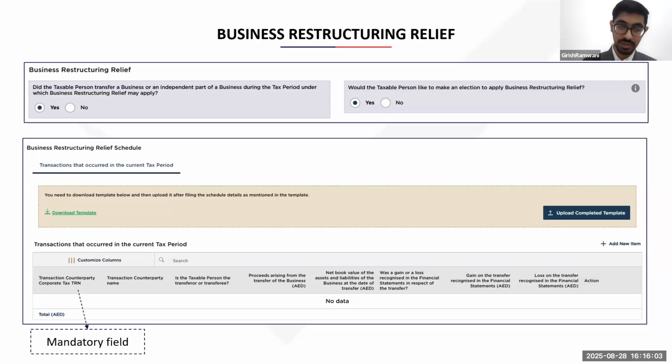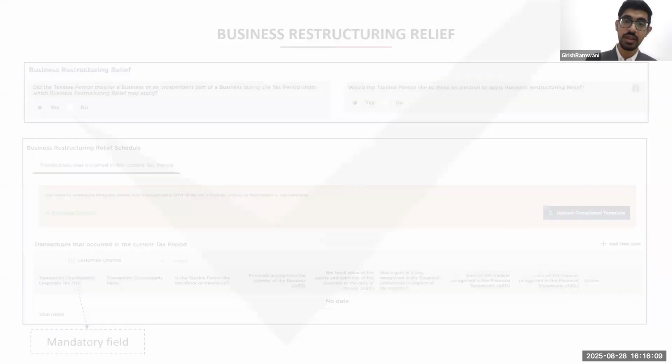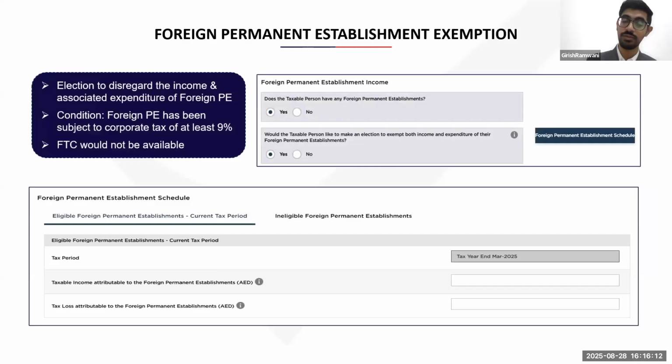The realization basis was first, second was transition rules, third was small business relief, then qualifying group relief, then business restructuring relief. Now the next one is your foreign permanent establishment exemption. This is the sixth election which is provided.